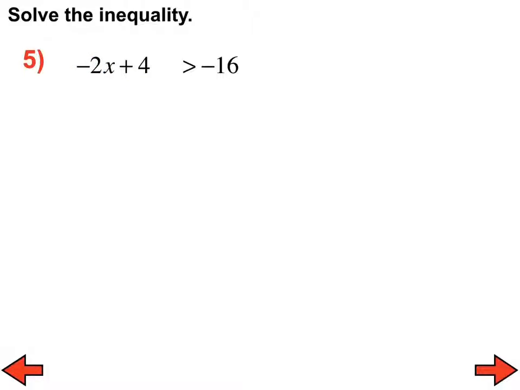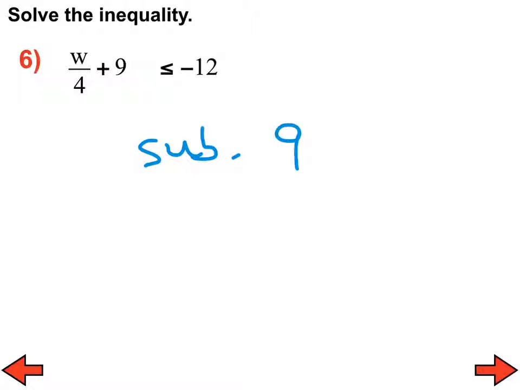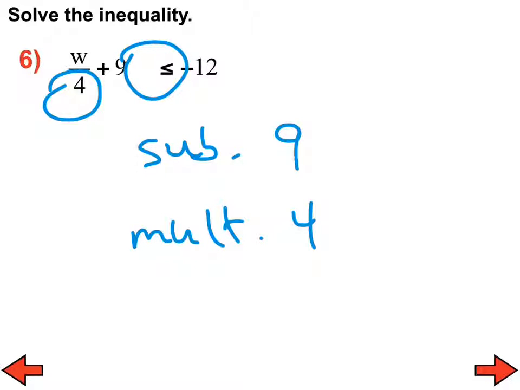All right? How about this number 6? You also don't have to do this one, but tell me, what are those 2 steps? Nicole. Subtract 9 from both sides, and then what's the second step? Multiply by 4. Is this 4 positive or negative? Positive. So what happens to the symbol? It stays the same. Excellent.